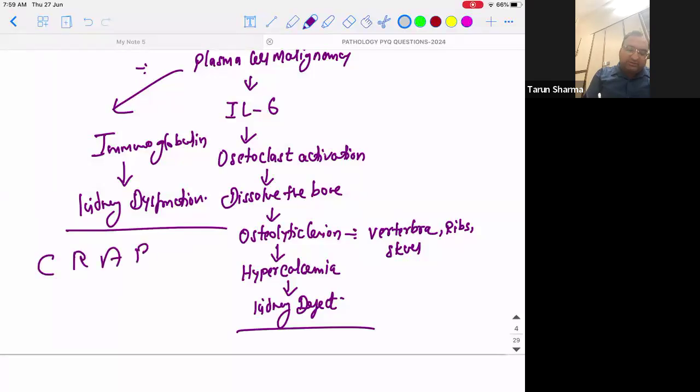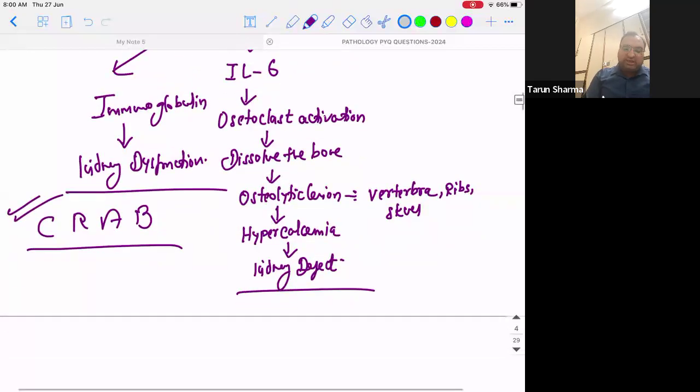So the homework for you is the CRAB criteria. Go and read the CRAB criteria of multiple myeloma, because many times this question is asked. C stands for hypercalcemia, calcium. R stands for renal dysfunction. A stands for anemia. B stands for bony lytic lesions. So that is the CRAB. This is the homework for you. Again, go and solve all the questions related to multiple myeloma. Again, I'm telling you, this is one of the most common malignancies in the world as far as bone or hematopoietic malignancies are considered. And that's why this malignancy is very commonly asked in your exams.